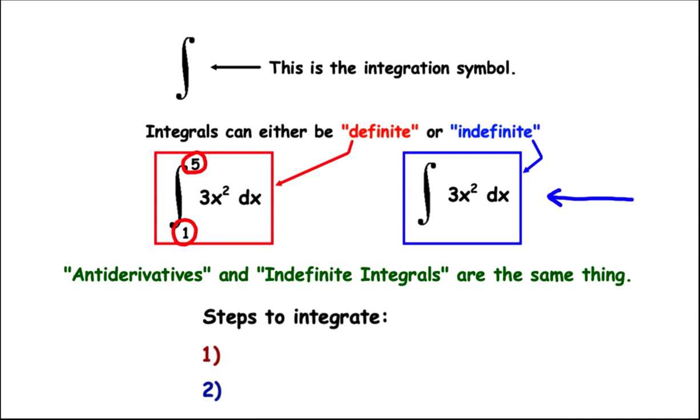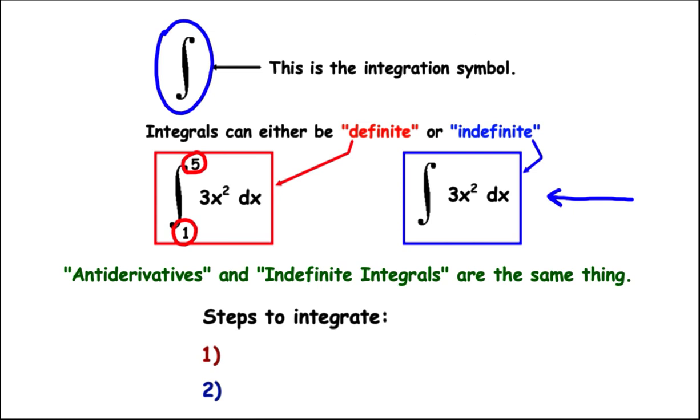The integration symbol up here looks like an elongated S, and that's because it is. It stands for sum, and when you integrate, you're actually adding a bunch of tiny little things together. We're going to see that later. All right. There are two steps to integrating or taking an antiderivative.